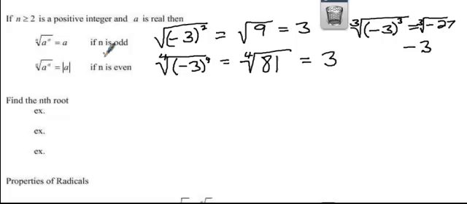So when n is even, the sign goes away. You have absolute value of whatever you're trying to work with. If n is odd, the sign stays.